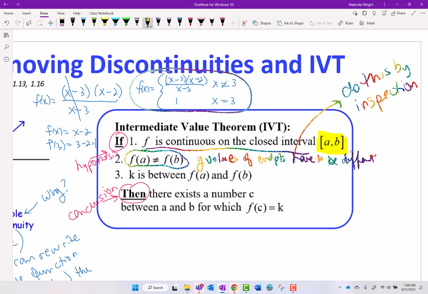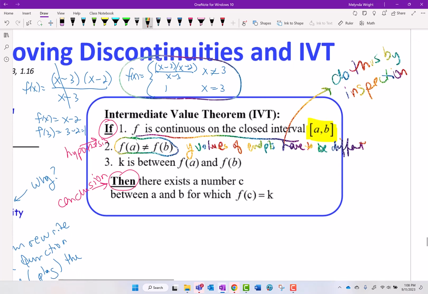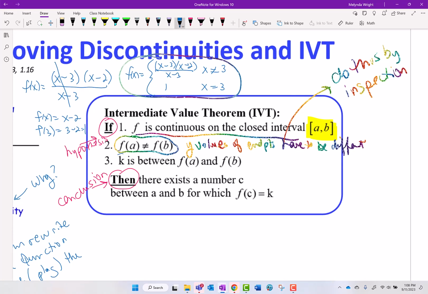The last thing that has to be true is k, and let's talk about k. K is a y value. A lot of times they tell us what k is, and sometimes they don't. We're going to do several examples so you can figure out when we know what k is and when we don't. So k is a y value, and that y value has to be between the beginning y value and the ending y value. Whatever k is, it has to be between them.